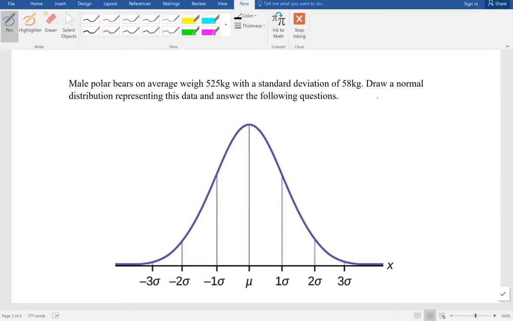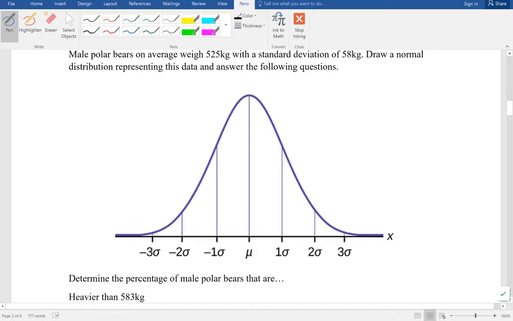Okay, when we go to draw any normal distribution, what goes right in the center is our mean. What we've been told is that our average or our mean is 525. So I'm going to put 525 kilograms as my mean. What I've been also told is that my standard deviation is 58.